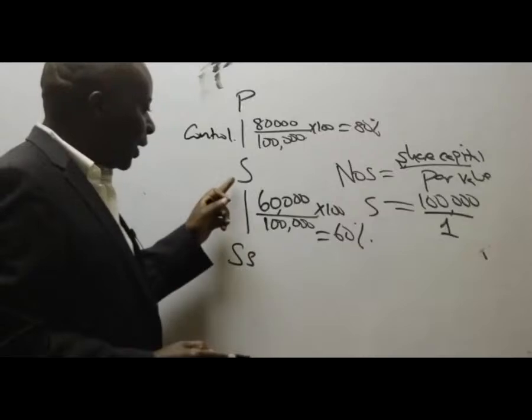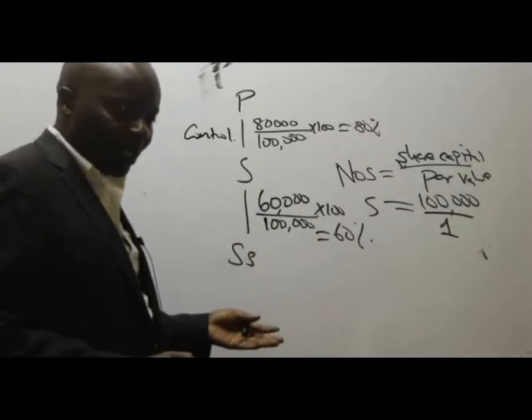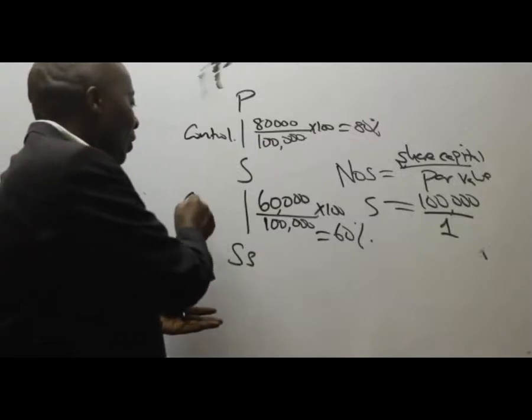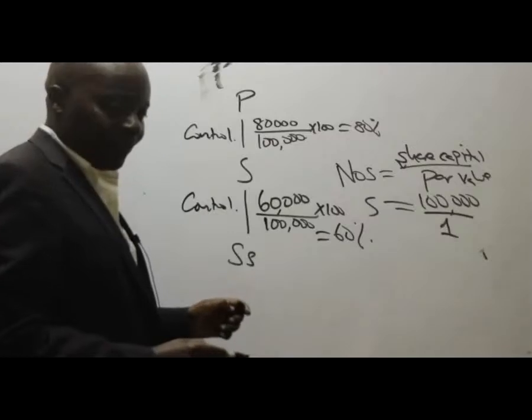The same case here with the S and the SS. 60% is more than 50%. It means automatically that we are in control. We are in control over SS.